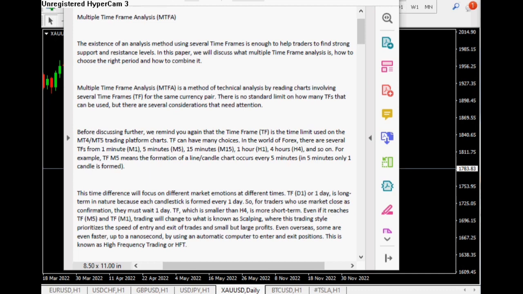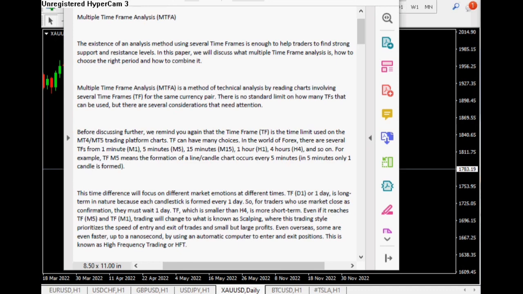TF D1, or 1 day, is long-term in nature because each candlestick is formed every 1 day. So, for traders who use market close confirmation, they must wait 1 day. A TF smaller than H4 is more short-term. Even if it reaches TF M5 and TF M1, trading will change to what is known as scalping, where this trading style prioritizes the speed of entry and exit of trades and small but frequent profits. Overseas, some are even faster, up to a nanosecond, by using an automatic computer to enter and exit positions.